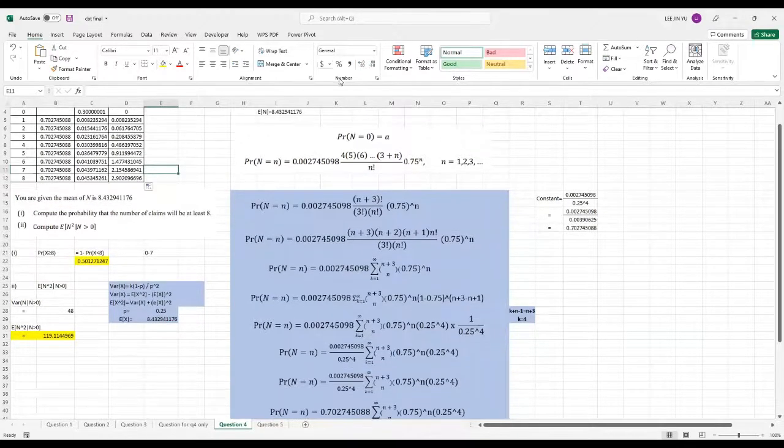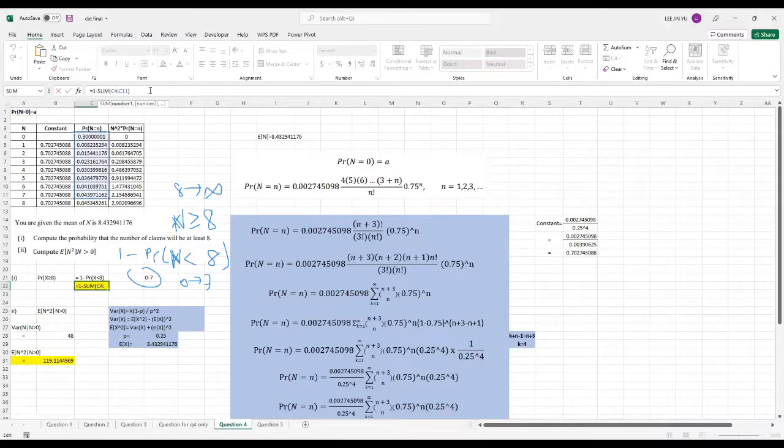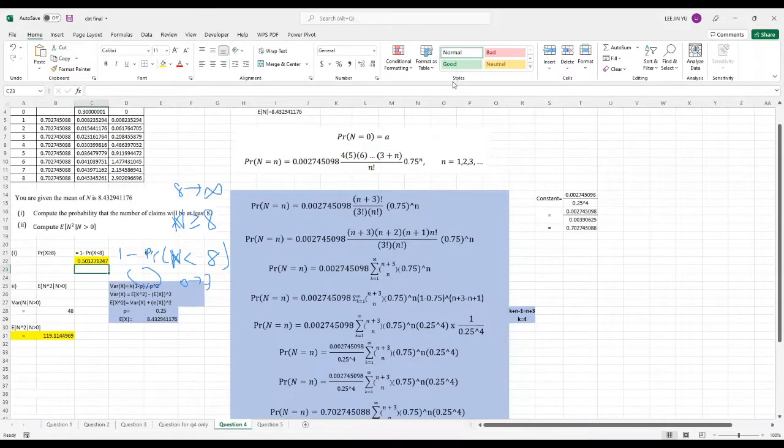I'll clear my annotation. After getting all of these, we can start to solve our question. For question 1, compute the probability that the number of claims will be at least 8. So n is at least 8, so it's 8 to infinity, and it includes 8. How do we calculate it? We can use 1 minus the probability of n smaller than 8, which does not include 8. This is from 0 to 7, as I stated here. So we calculate 1 minus the sum from 0 to 7, and the answer is 0.501271247. This is for question 1.